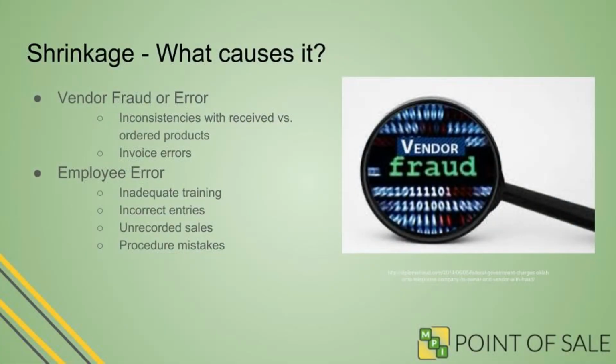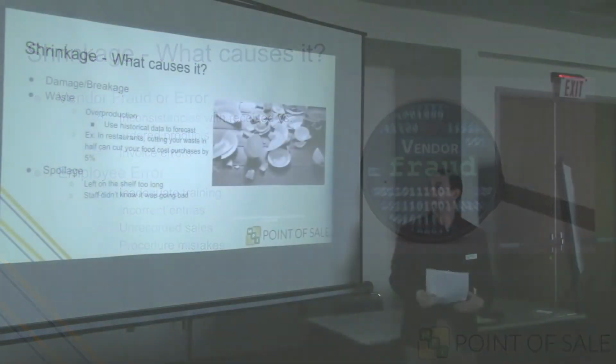All right. Vendor fraud actually makes for a very small percentage, but it can be very costly when it does occur. Vendor fraud is going to occur with inconsistencies with received versus ordered products, as well as invoicing errors and incorrect charges for your invoices. Employee error is typically about training. Inadequate training leads to incorrect entry, unrecorded sales, procedural mistakes, all of which can make up for a significant loss in your restaurant.